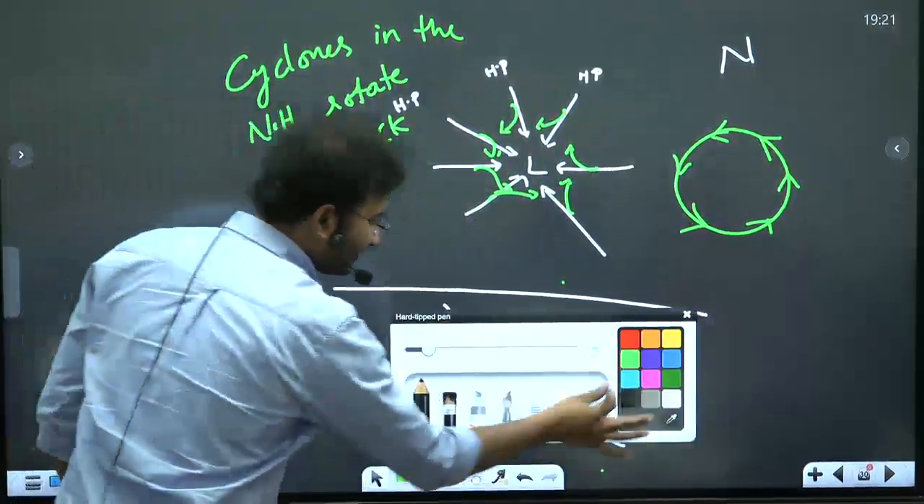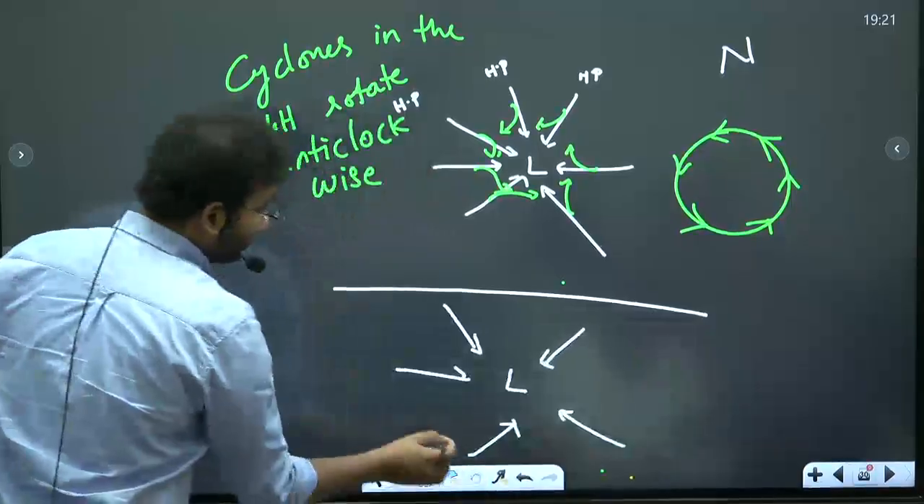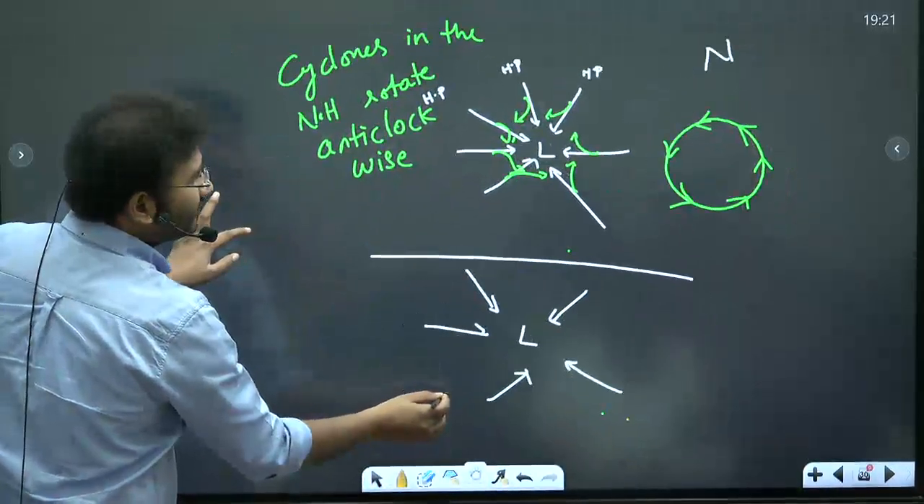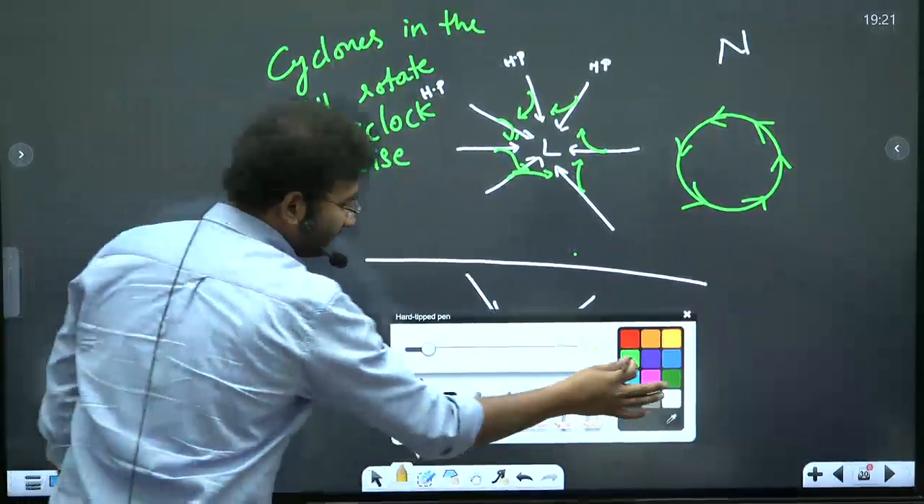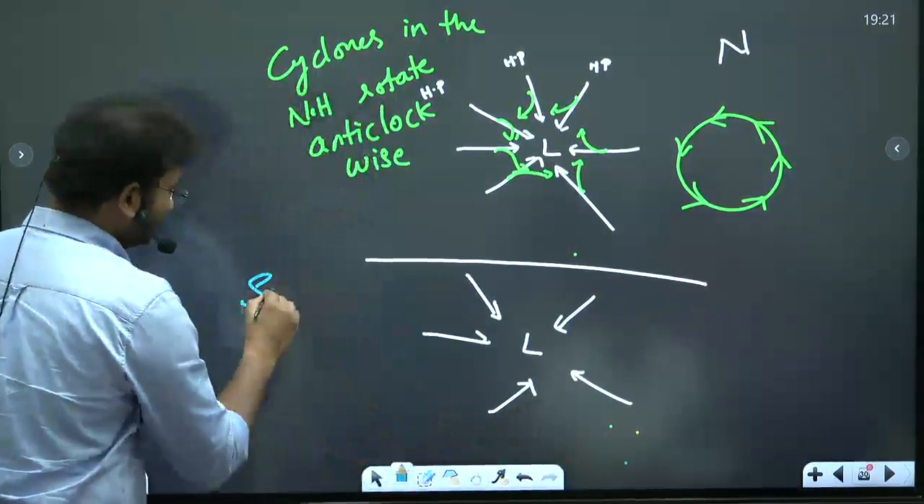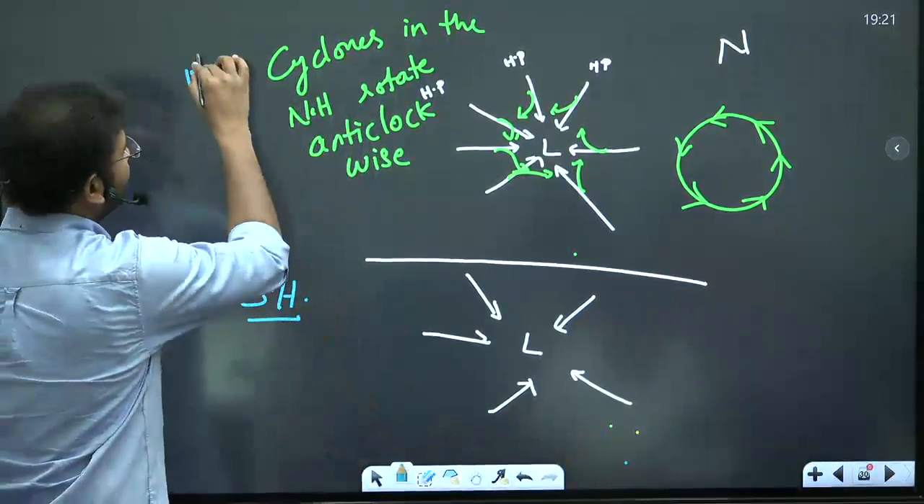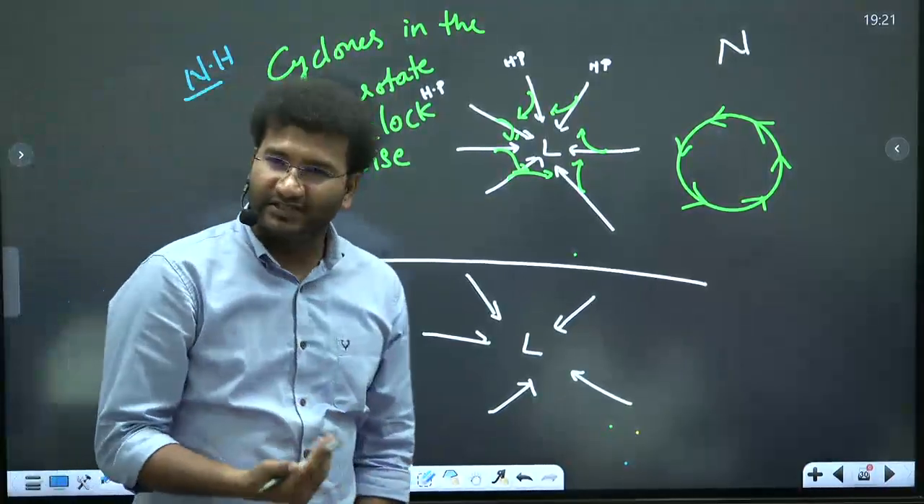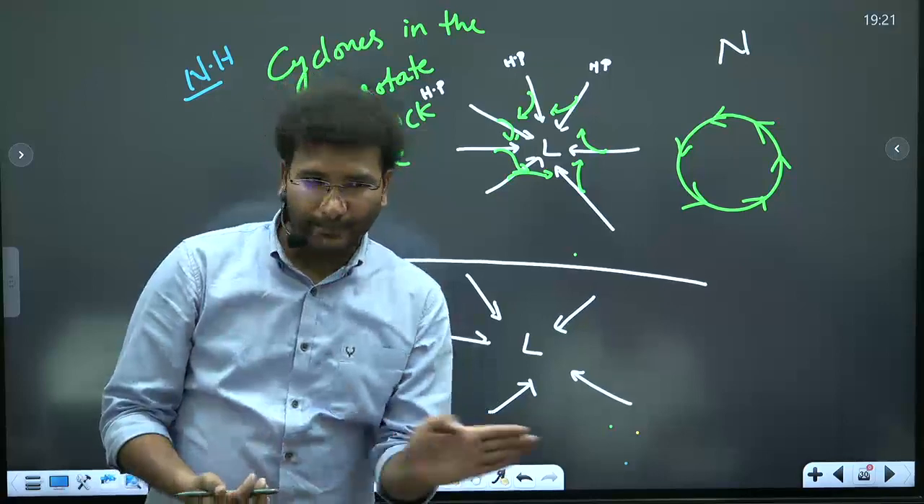And cyclones in the southern hemisphere. Any cyclone which is formed in the southern hemisphere. This is the southern hemisphere. This is the northern hemisphere. Now let's try to understand this. Coriolis force in the southern hemisphere is towards the left.